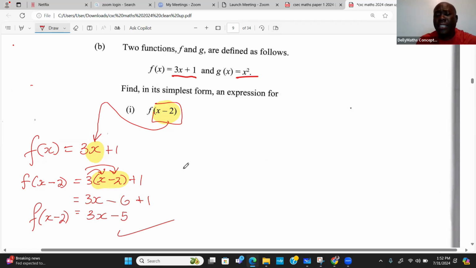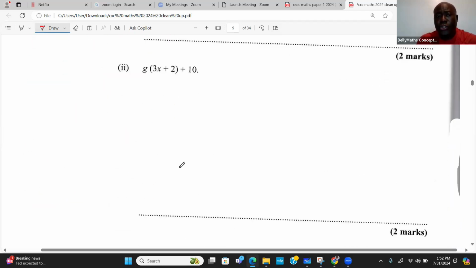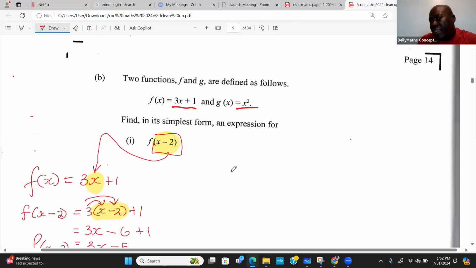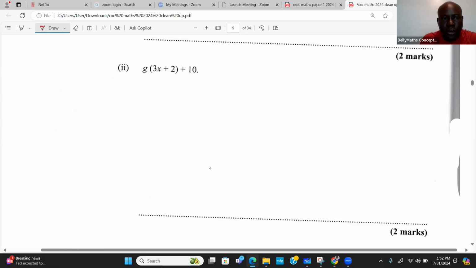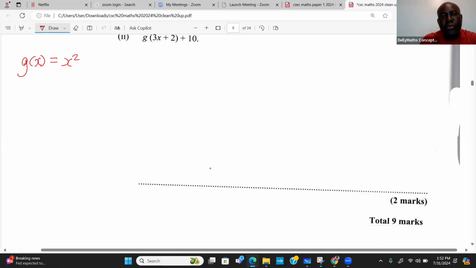Let's take a look at the second question. In the second question here, we want to look at the g function, right? So it says that we want to put in its simplest form g of 3x plus 2, that in a bracket by itself, then plus 10. So first, you want to take a look at what the g function is. The g function is x squared. So we want to first write what the g function is. So g of x is equal to x squared.